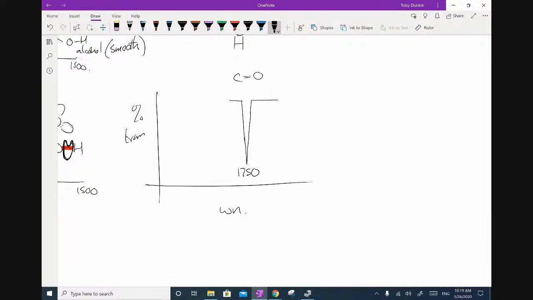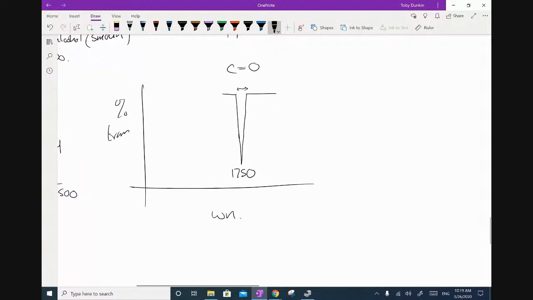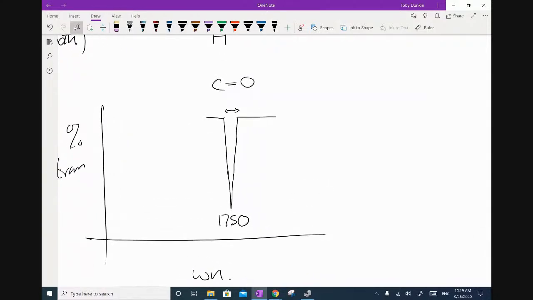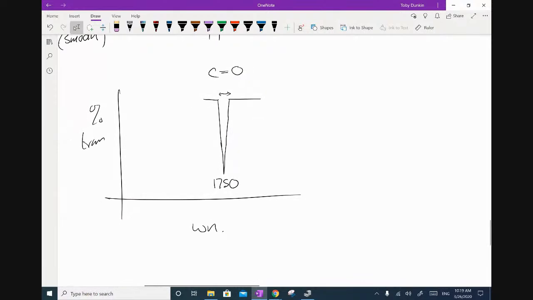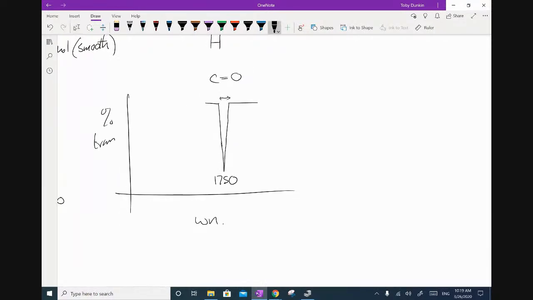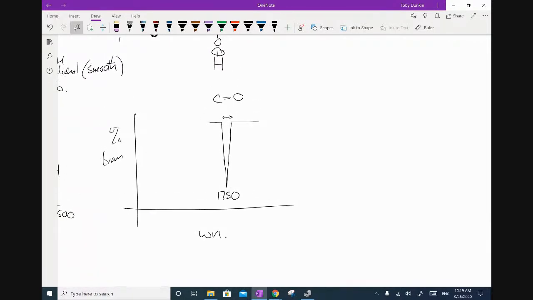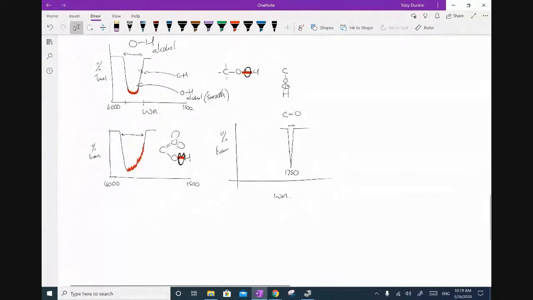Yeah. Very narrow due to the limitation on the kinds of vibration it can do, and because that bond is strong, which means it's going to limit its ability to increase in vibration. It's held very tightly. So it's a very narrow, sharp peak at 1750. There are small variations between aldehydes and ketones, by the way, but it will be on your data sheet when you see it. Okay, next one.